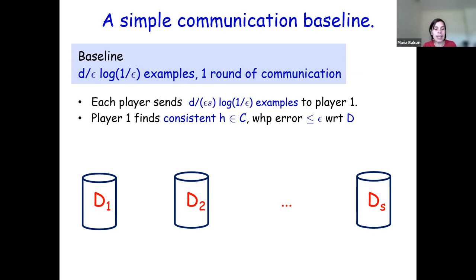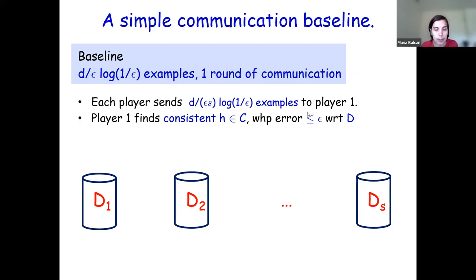And recall that if player one gets d over epsilon log of one over epsilon examples, and these examples are truly drawn IID from the mixture distribution, then the conclusion that this classifier has error rate at most epsilon with probability at least 1 minus delta follows just from the classic sample complexity statement for the realizable case, which we talked about several times before.